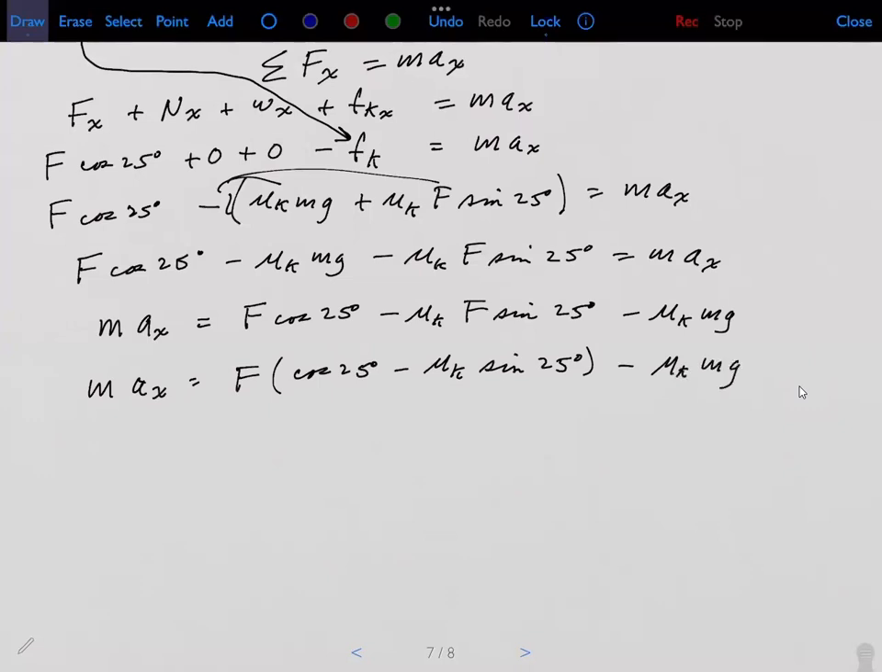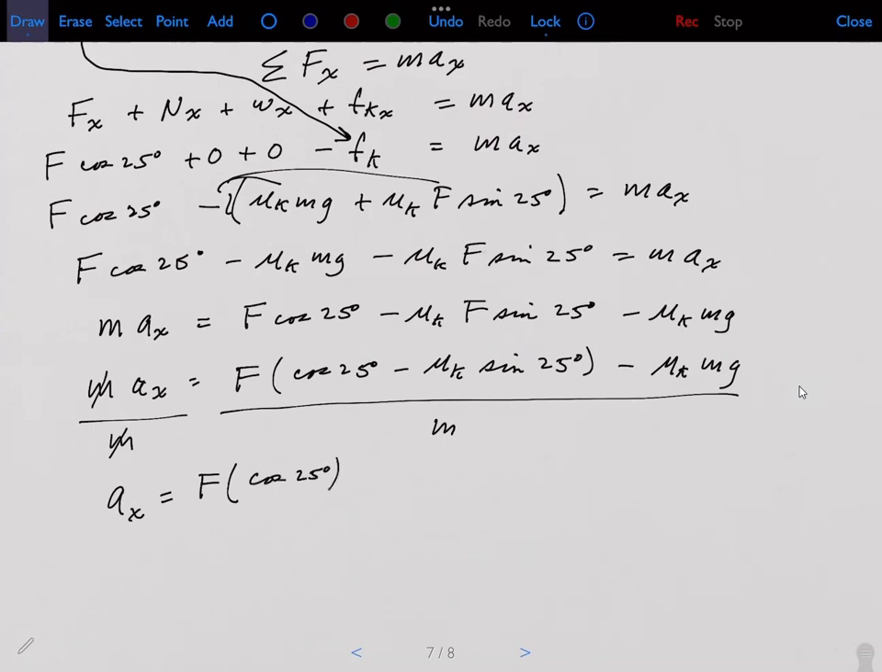And now I'm going to divide both sides by m. Right, so m's cancel. So I have ax is equal to F times cosine of 25 minus mu k sine of 25, minus mu k mg, all divided by m.